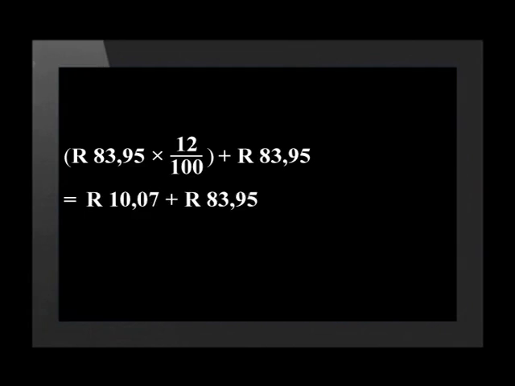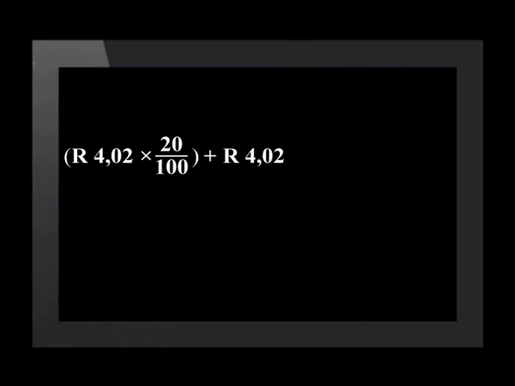This equals 10 Rand and 7 cents plus 83 Rand and 95 cents, which gives a total cost of 94 Rand and 2 cents. Using the same method, we now calculate the new price for electricity. 4 Rand 2 cents times 20 over 100 plus 4 Rand 2 cents. This is equal to 81 cents plus 4 Rand 2 cents, which means that the total cost of electricity is 4 Rand and 83 cents.